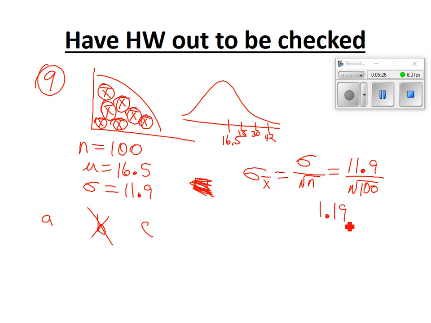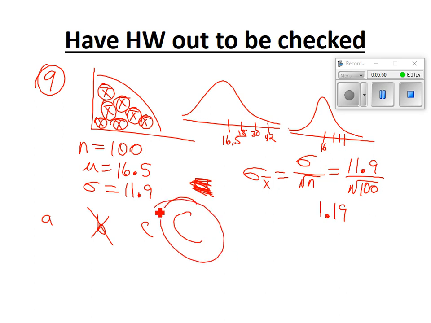1.19. Now when I look at my graph, is it going to go up by 12 each time? No, now it's going to go up by a smaller amount. It's going to have 16.5 in the middle, and it's only going to go up by 1. So that'd be like 16.5, 17.5, 18.5, 19.5. Now which graph looks closer? Now let's see. My fault. Forgot what I was doing.